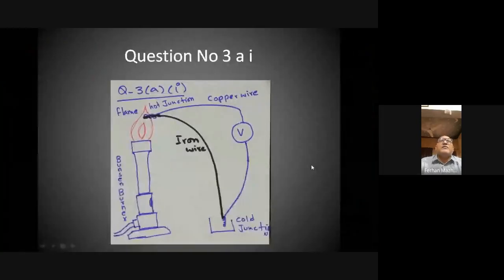You see the thermocouple thermometer I have drawn here. A thermocouple thermometer is made by two different metals. It uses two wires, each made of a different metal. For example, here the black wire is made of iron and the blue wire is made of copper. Their ends are joined together.